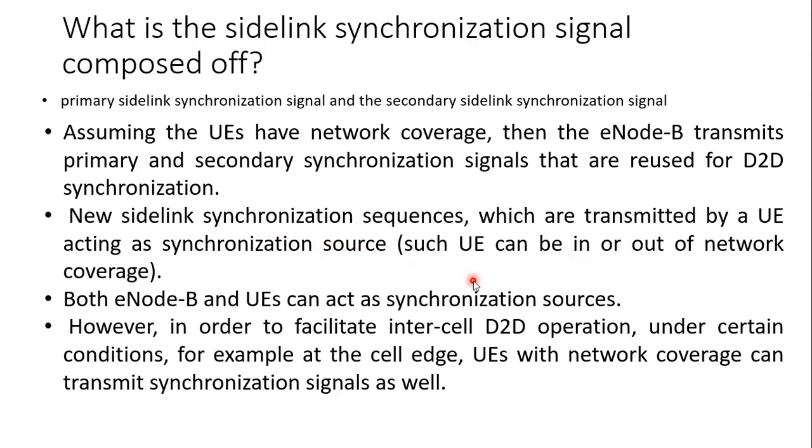Next, new side link synchronization sequences are transmitted by a UE acting as a synchronization source. Such a UE can be in or out of the network coverage. Both eNode B and UE can act as synchronization sources. However, in order to facilitate inter-cell D2D operation under certain conditions, for example, at the cell edge, UEs with network coverage can transmit synchronization signals as well.